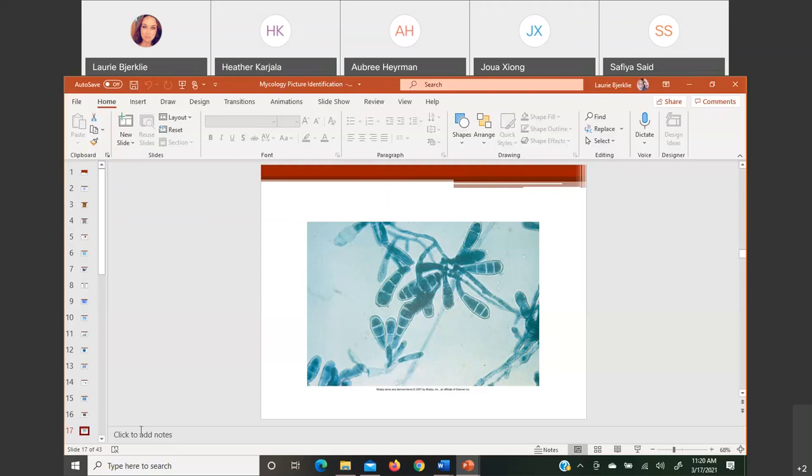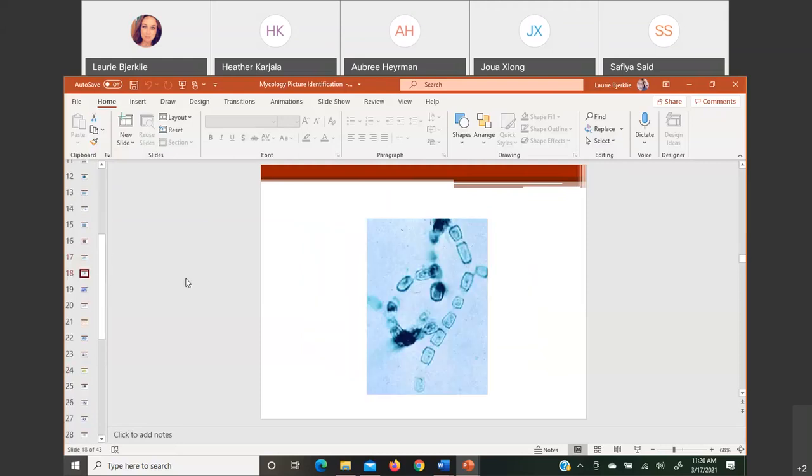Good. There is your Epidermophyton floccosum, that beaver tail or club shape. You guys got that now. Nice. Yeah, you guys are good.